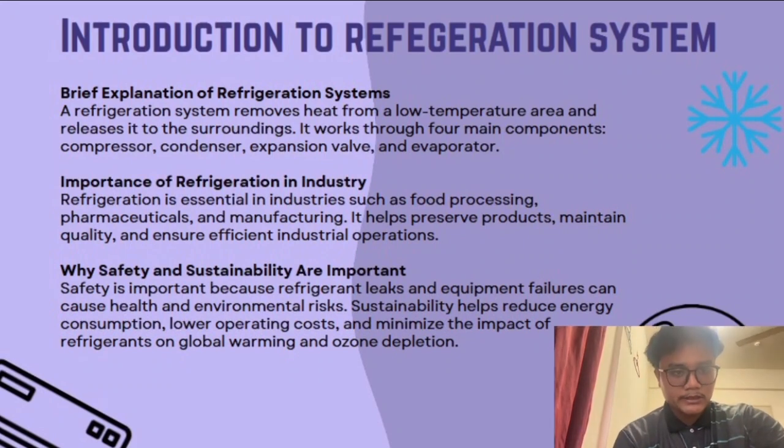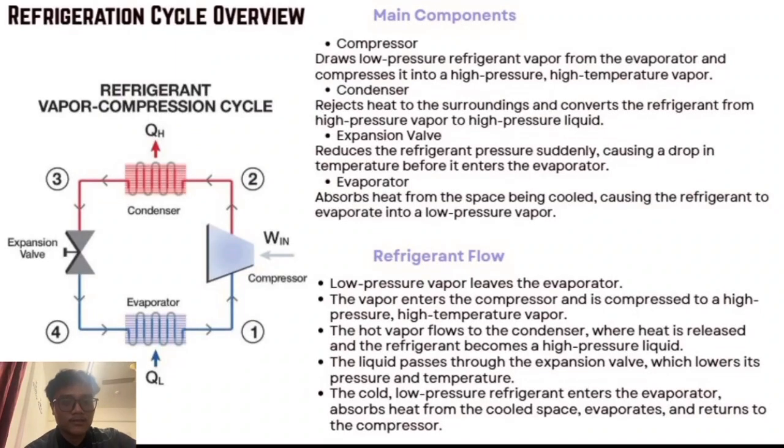So the refrigeration system is also important in industry. Refrigeration is essential in industries such as food processing and manufacturing. It helps preserve products, maintain quality, and ensure efficiency in industrial operations. So next, these are the main components of the refrigeration system. I will explain the function of each component.